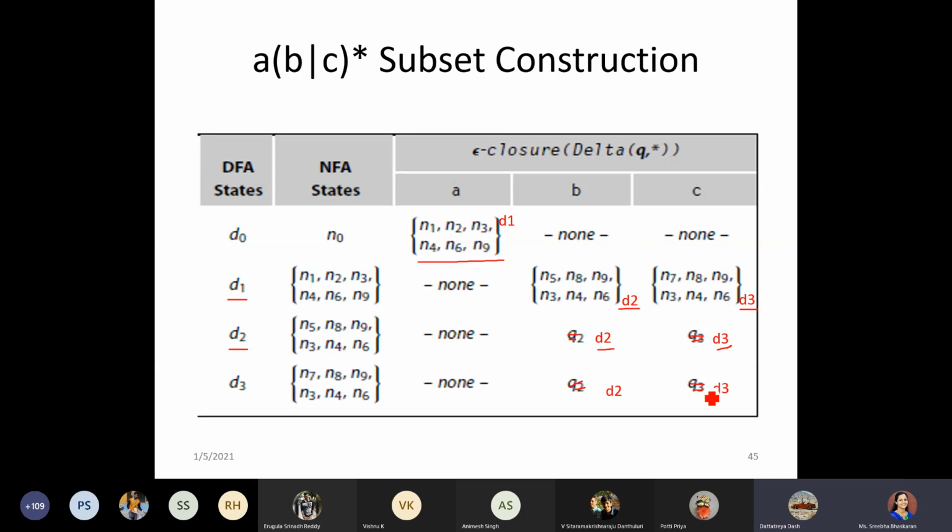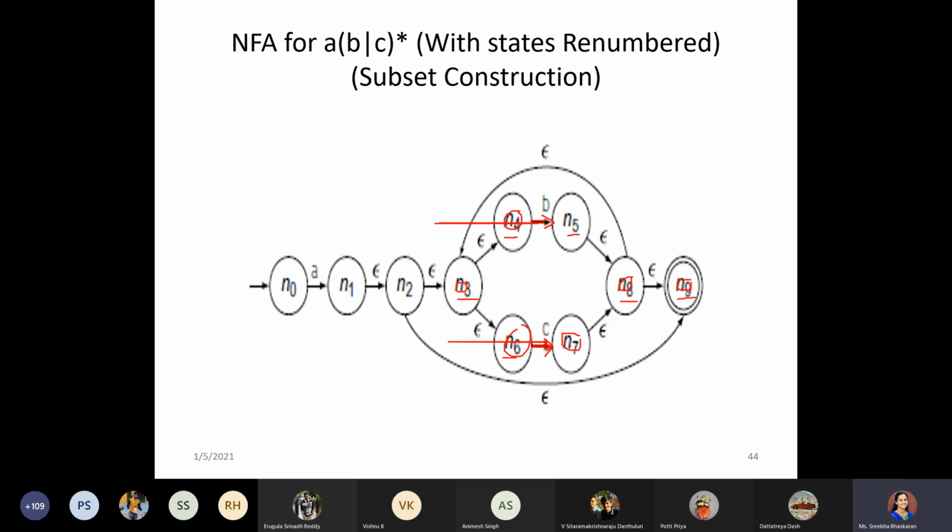Now transition with respect to D3 states. All the D3 states, which are N7, N8, N9, N3, N4, N6. According to the figure, the circled ones are the states which have been taken up. Now transition with respect to A. Do we have any transition with respect to A from the circled states? We don't, so it will be considered lambda or null.